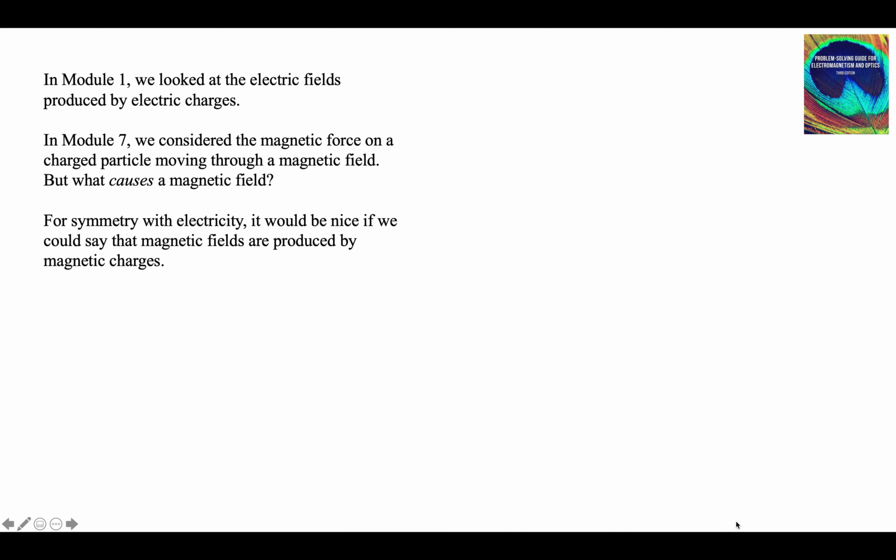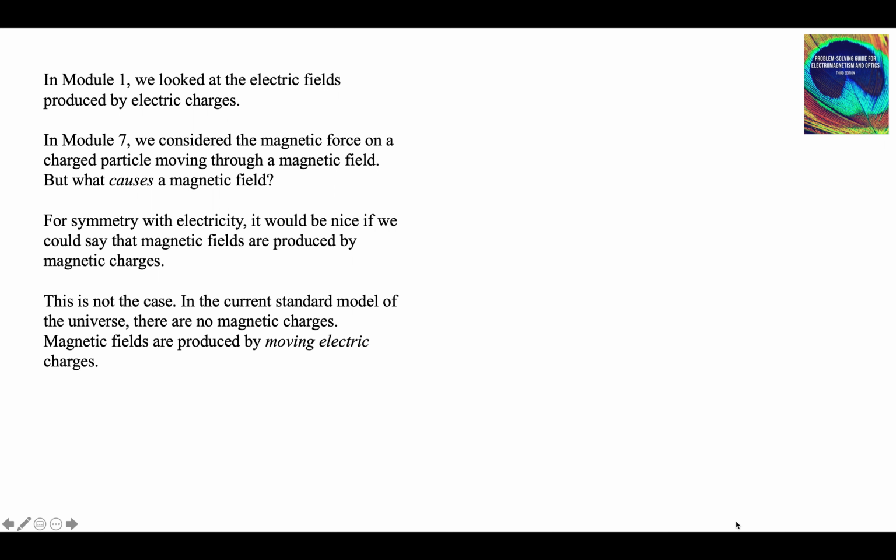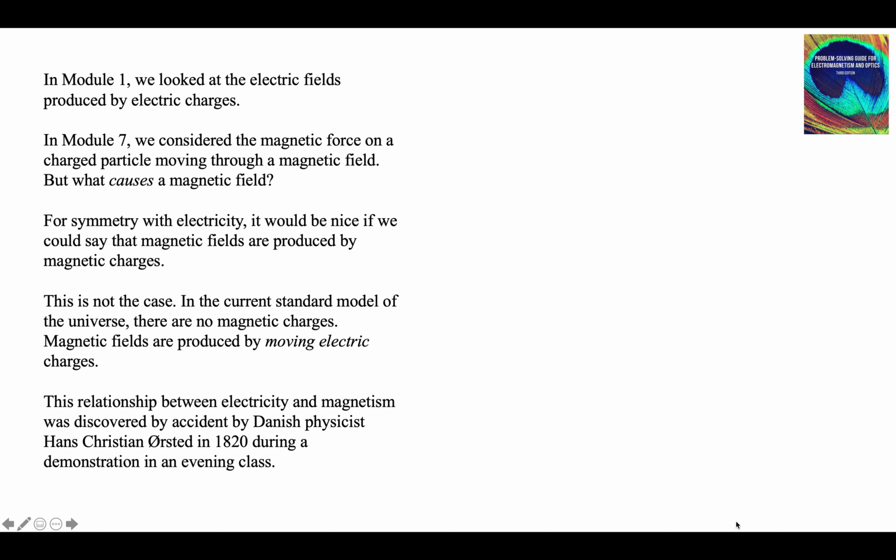It would be nice if we could say magnetic fields are produced by magnetic charges, but this is not the case. In this universe, there are no magnetic monopoles, no magnetic charges. Magnetic fields are produced by moving electric charges. This relationship was discovered accidentally by Hans Christian Ørsted giving a demonstration in an evening class with a current. When he turned on the current, a compass needle nearby was deflected. And he says, what's up with that?